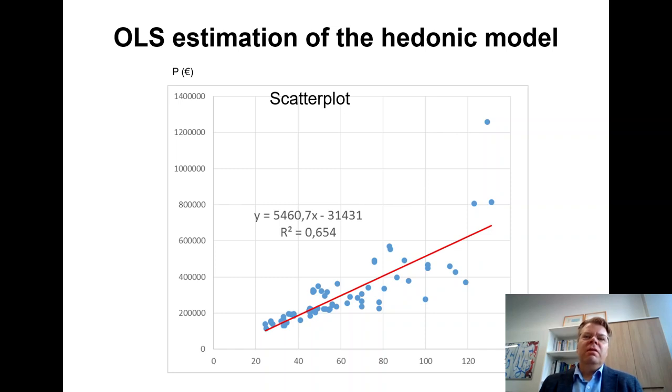So if you take, for example, this reference point of 80 square meters, what's the interpretation of the slope coefficient, 5,460? It means that if the size of the apartment would increase by 1 square meter from 80 square meters to 81 square meters, then if 80 square meters of space cost 400,000, 81 square meters would cost 405,000, and then 82 square meters would be 410,000, and so on. So each square meter costs approximately 5,500, perhaps. That's the interpretation of the slope.